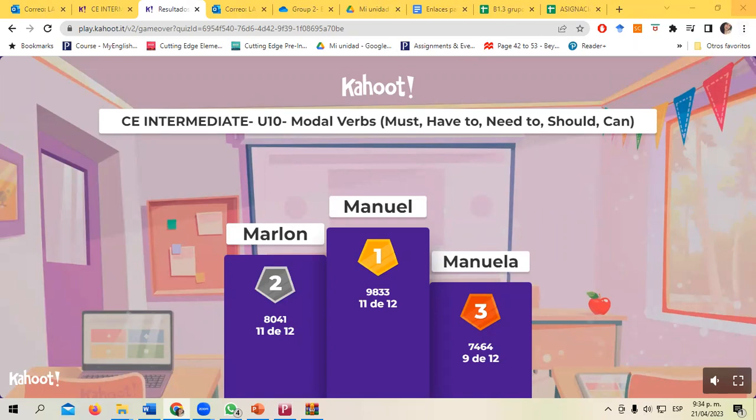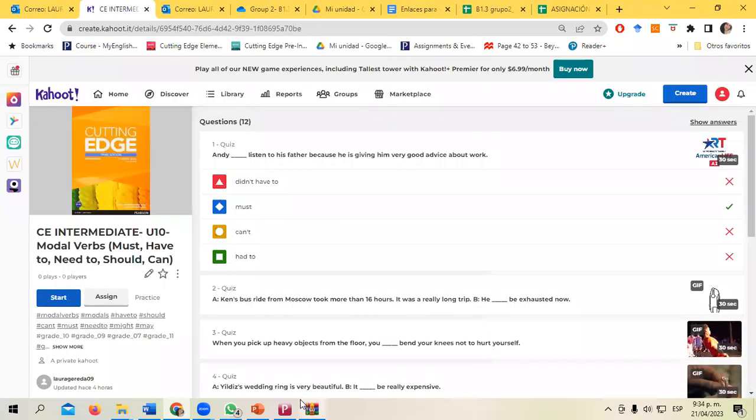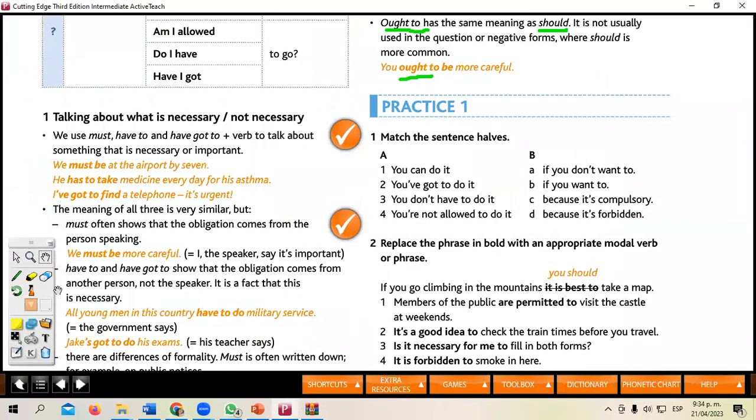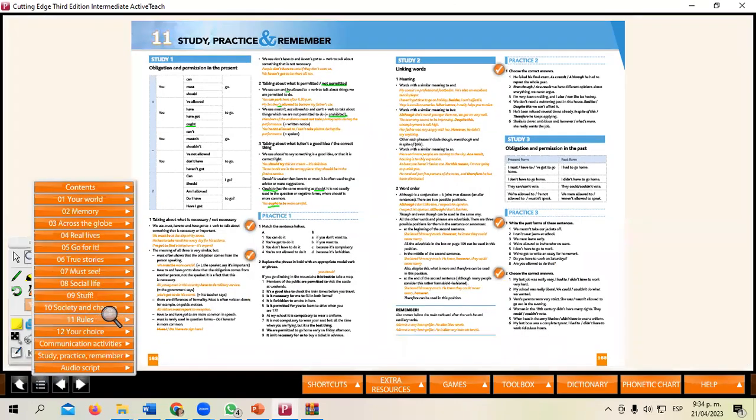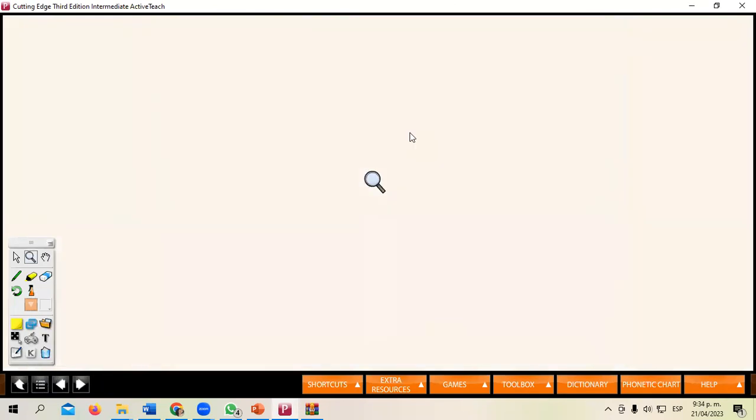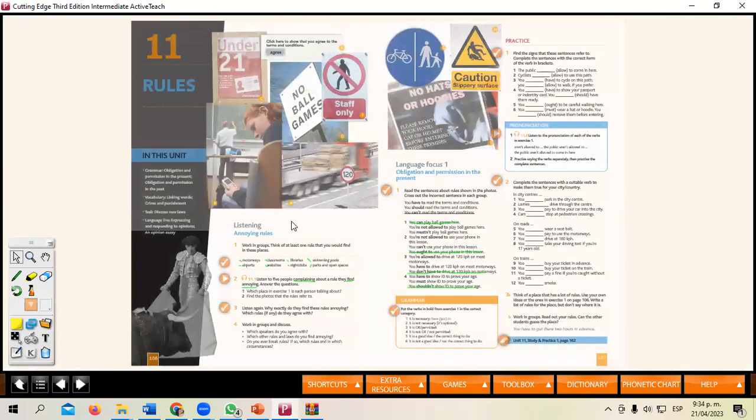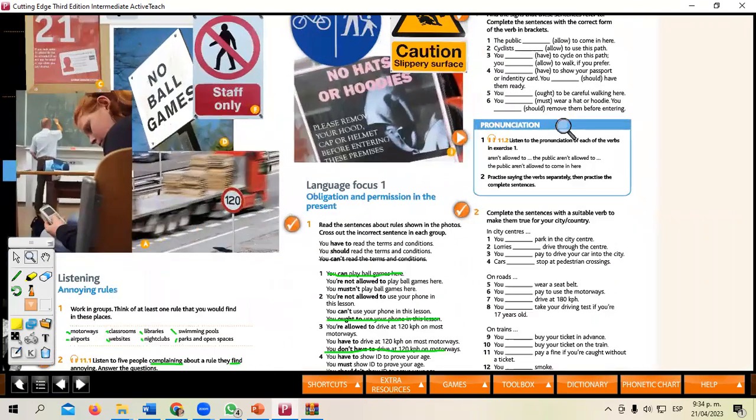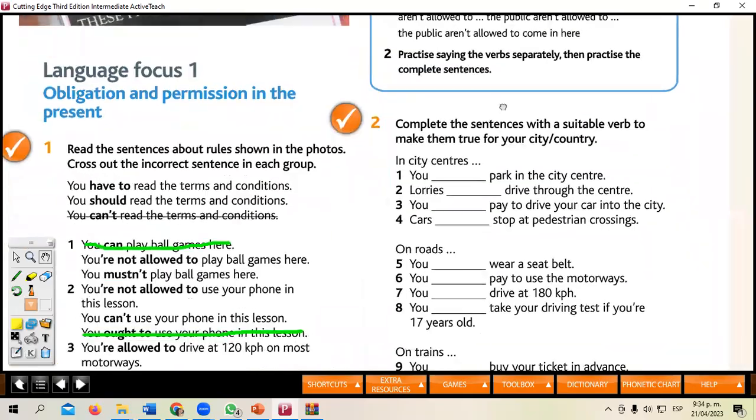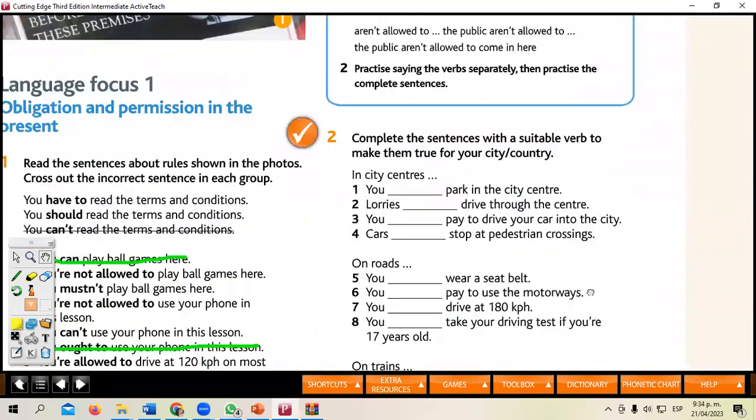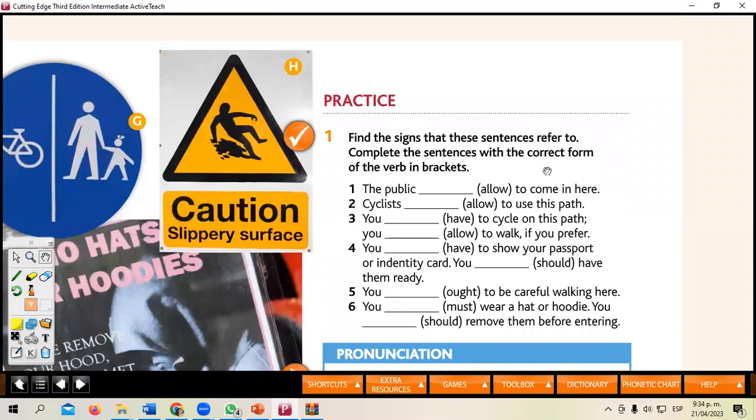Okay, guys, this was just a short practice to prepare for our practice in the book. Let's go back to the page. The original page, Unit 11, is page 106. Let's take a look at the exercise here on page 107. You have practice number 1. Find the signs that these sentences refer to. Complete the sentences with the correct form of the verb in brackets.